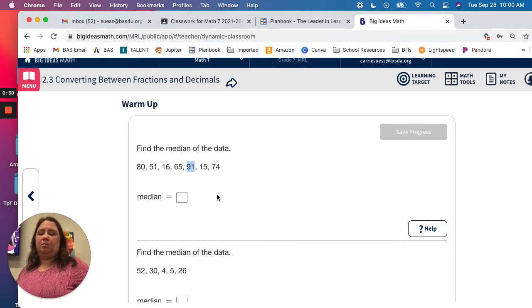Now tell me, what is the middle number? 1, 2, 3, 4, 5, 6, 7. So there's 7 numbers. What is halfway between 7? 3.5. McDiego, what's the middle number? 65.